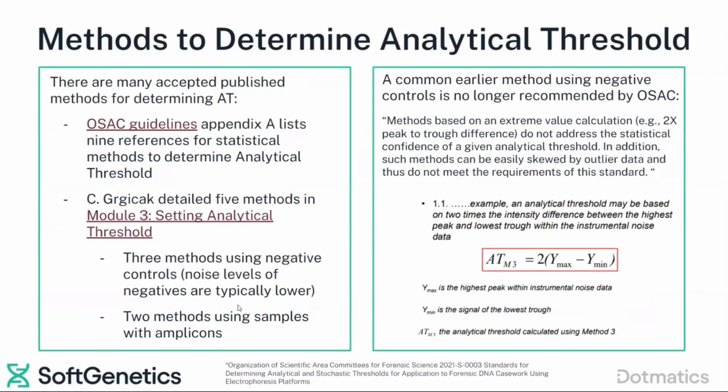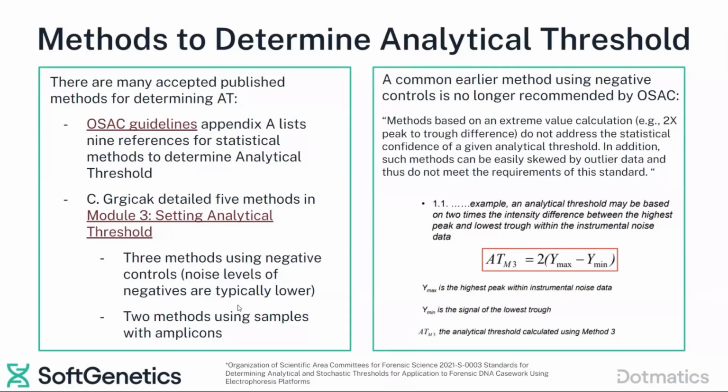All right, so when we looked into the OSAC guidelines, there are many acceptable published methods for determining analytical threshold. The OSAC guidelines in the appendix actually list 9 references. So there are many published references. Dr. Catherine Grigacek detailed 5 methods in a workshop years back with a section module 3 on setting analytical thresholds. 3 of these methods use negative controls, and they're typically lower. The results are typically lower.